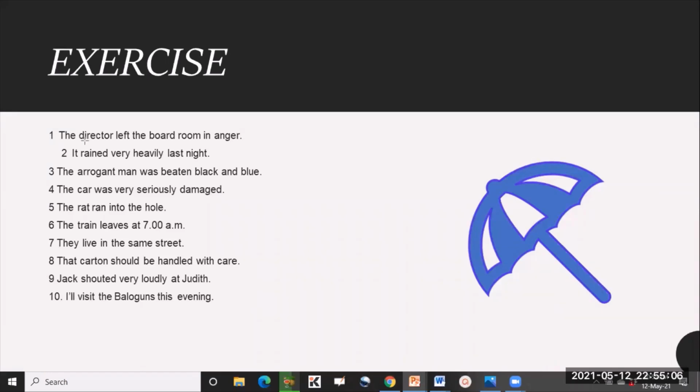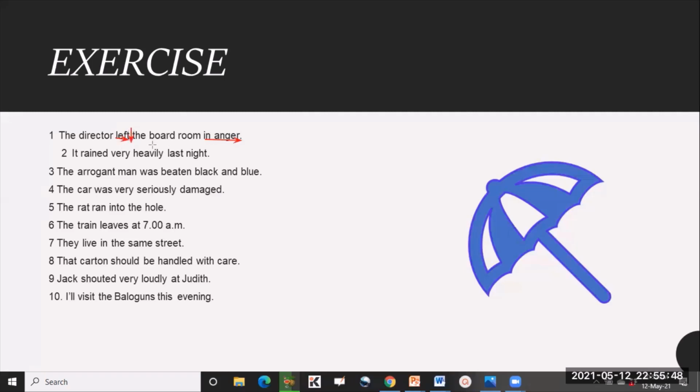Question 1. The director left the boardroom in anger. What is the prepositional phrase? In anger is the prepositional phrase. Now, what is its function? It modifies the verb left. How do we know? It provides an answer directly to a question about the verb. Again, using the border principle, we can come here and we say the director left.